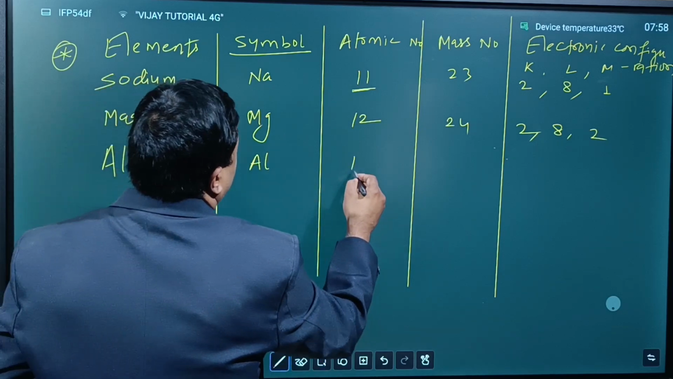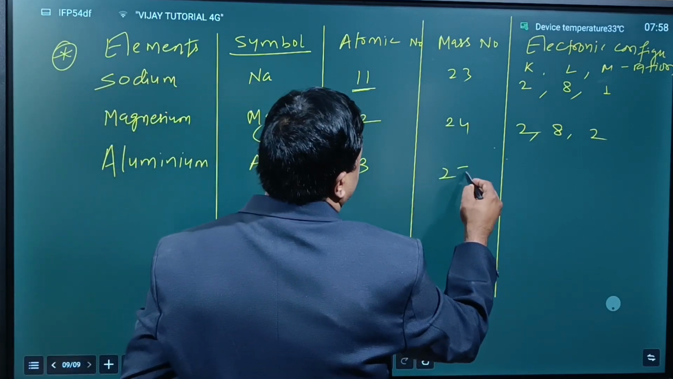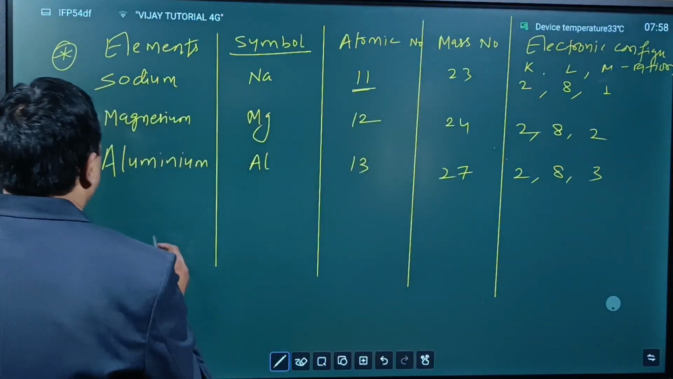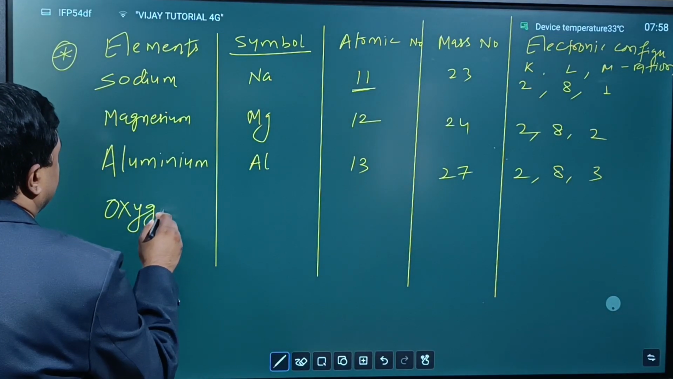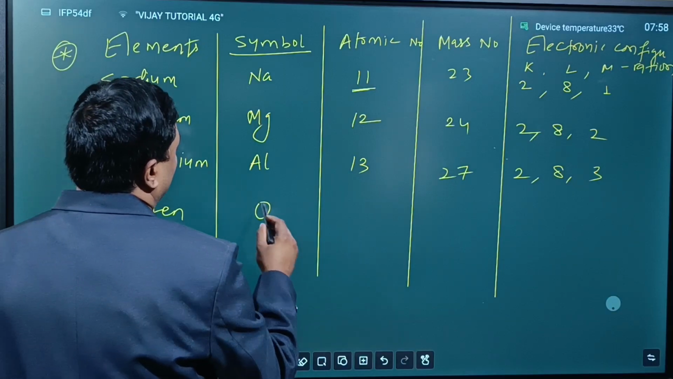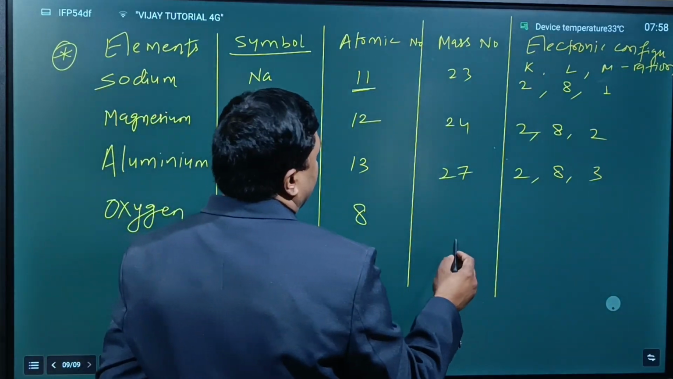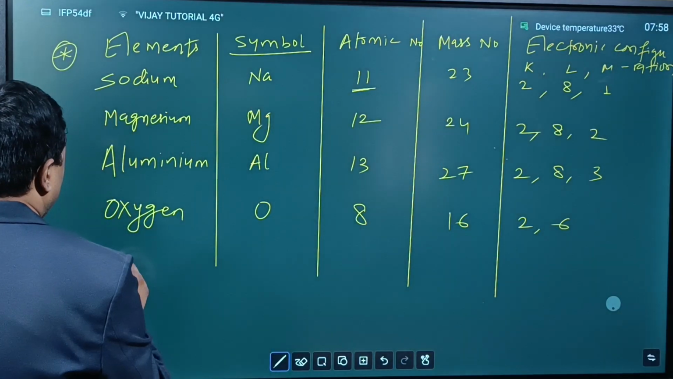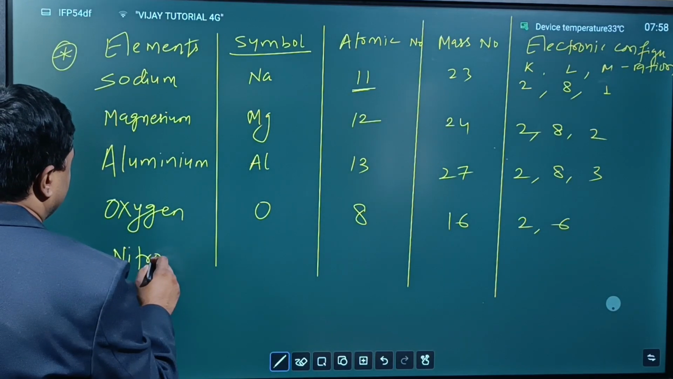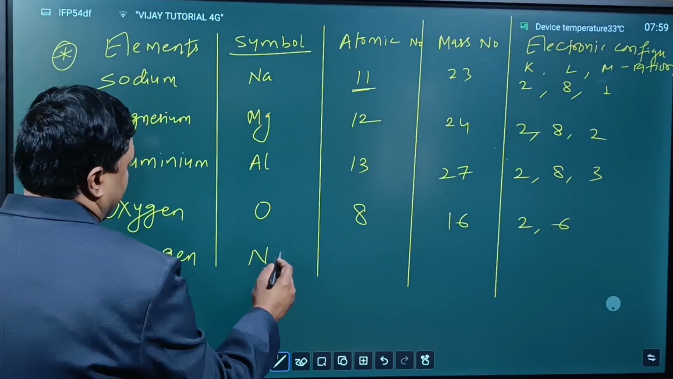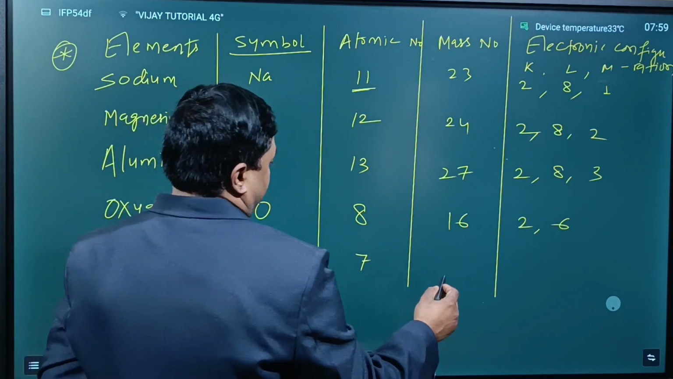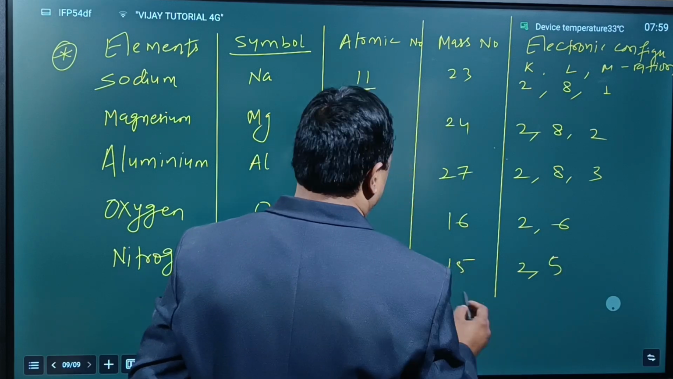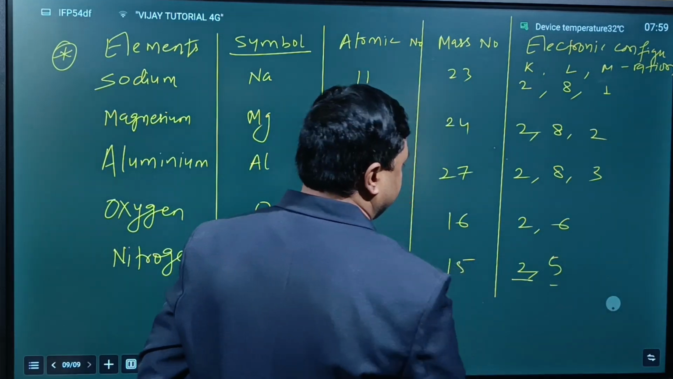Next we are talking about aluminium. Al. Atomic number is 13, mass number is 27. First shell 2, then 8 and 3. Is it clear? Now I am taking oxygen. Symbol is O, atomic number 8. Mass number 16. Electronic configuration 2, 6. Let's talk about nitrogen. N. Atomic number 7, mass number 15, configuration 2, 5. The 7 electrons: first shell 2 electrons, next 5.